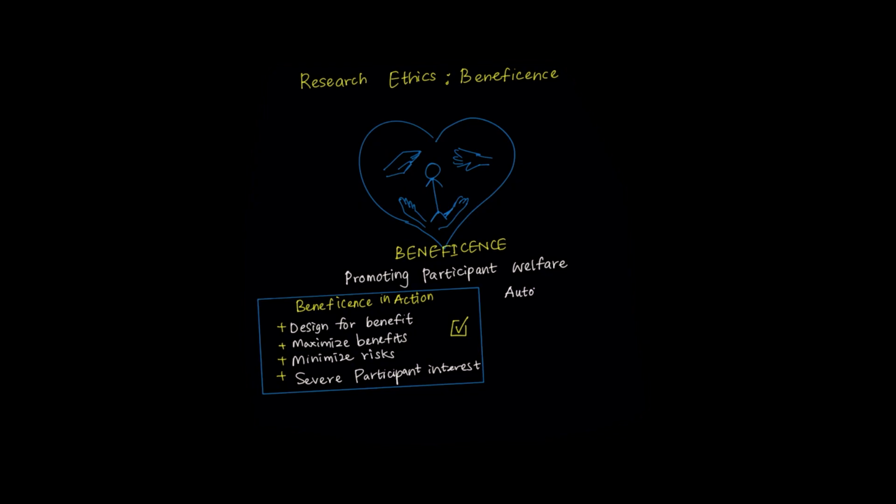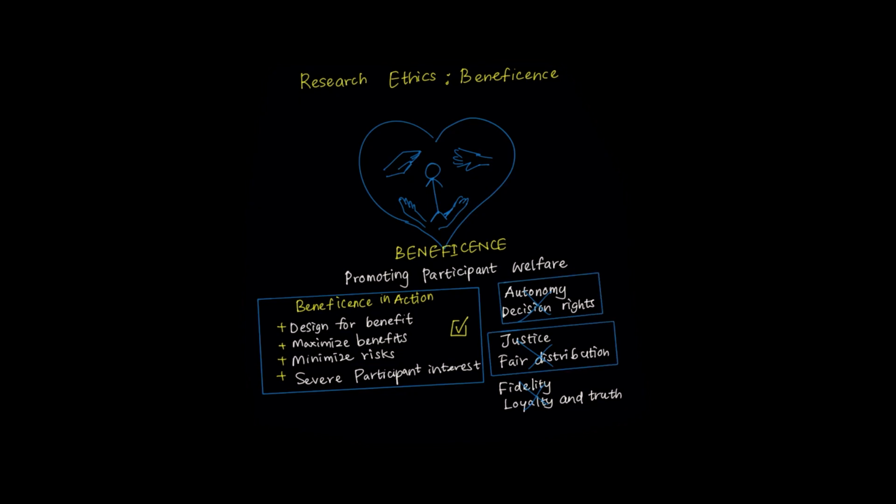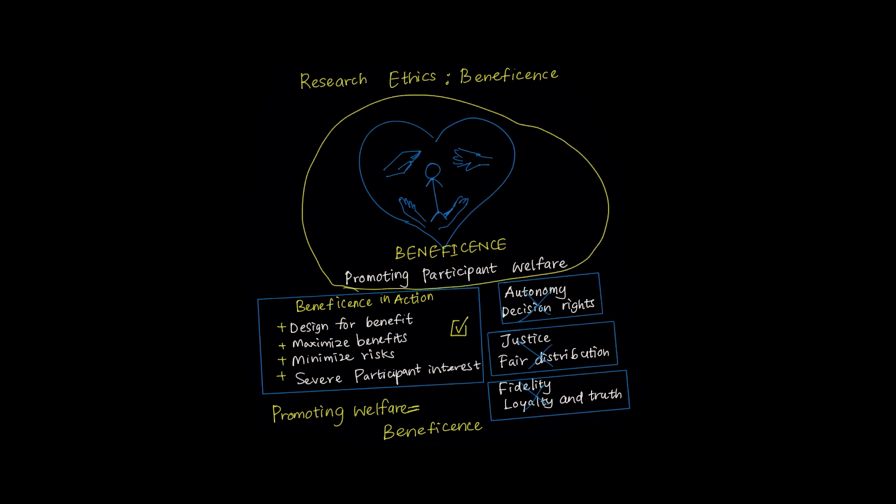Autonomy is different, focusing on respecting participants' rights to make their own informed decisions about involvement. Justice addresses fairness in how we select participants and distribute risks and benefits across different populations. Fidelity concerns loyalty, truthfulness, and keeping promises to participants. All these principles work together, but beneficence specifically requires that researchers actively work to promote participant welfare and act in their best interests throughout the entire research process.